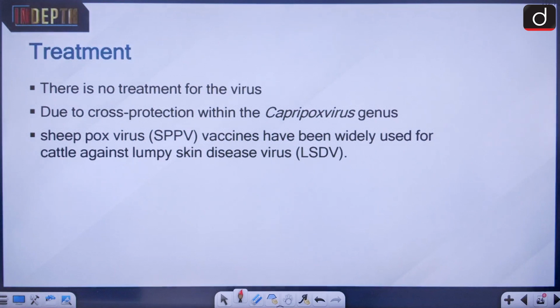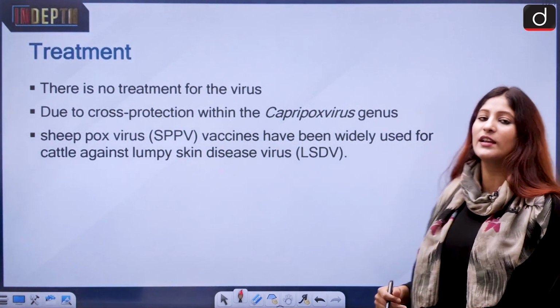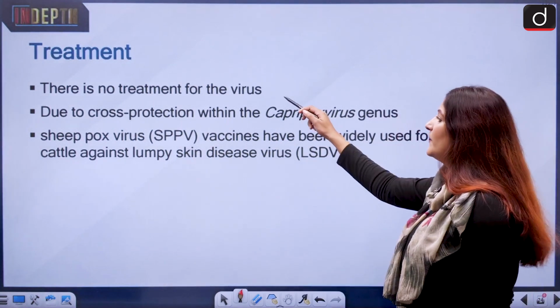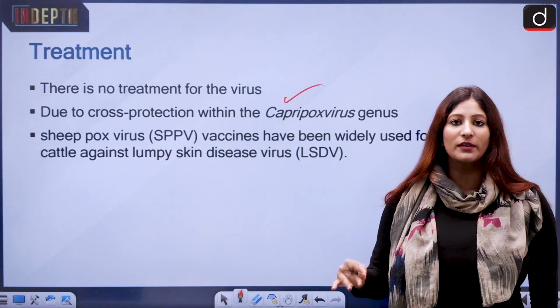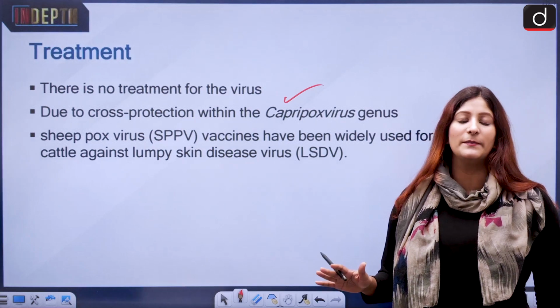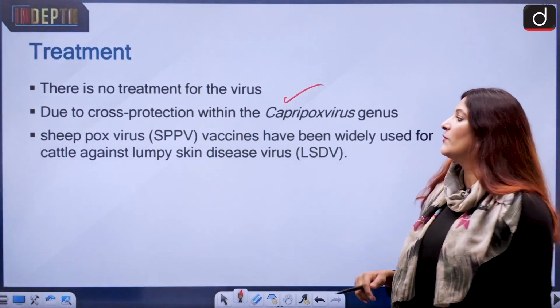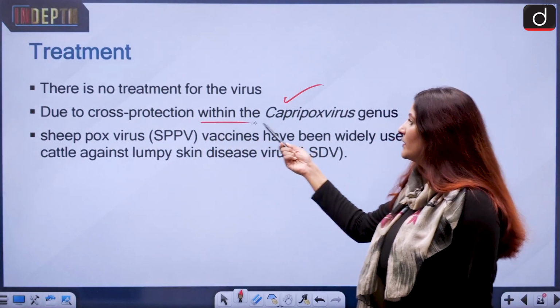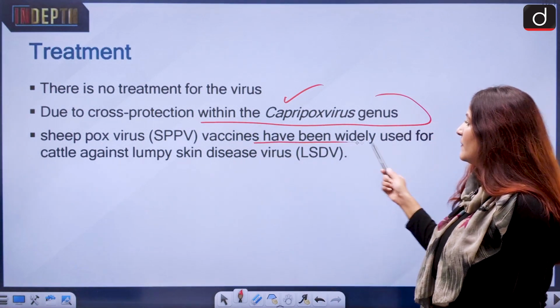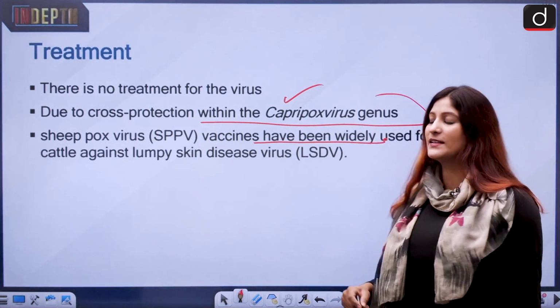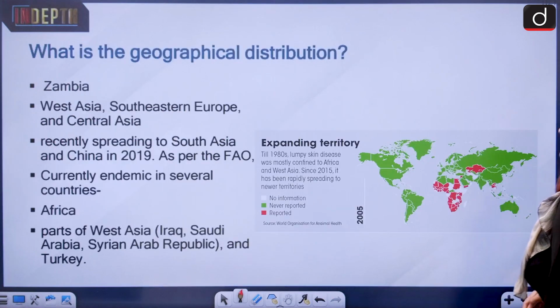If we talk about the treatment, one thing that we know for sure is that right now there is no sure treatment, but we do have vaccination. If vaccination coverage is more than 80% to 90%, we can deal with the virus. Now, due to cross protection with the Capripoxvirus genus, sheeppox virus vaccines have been widely used for cattle against lumpy skin disease. So there is one thing.